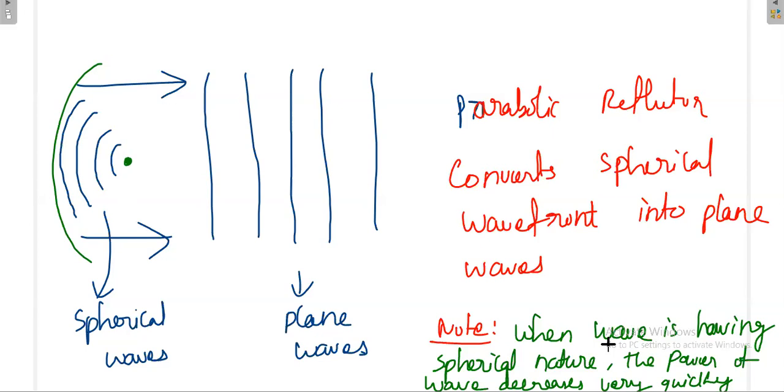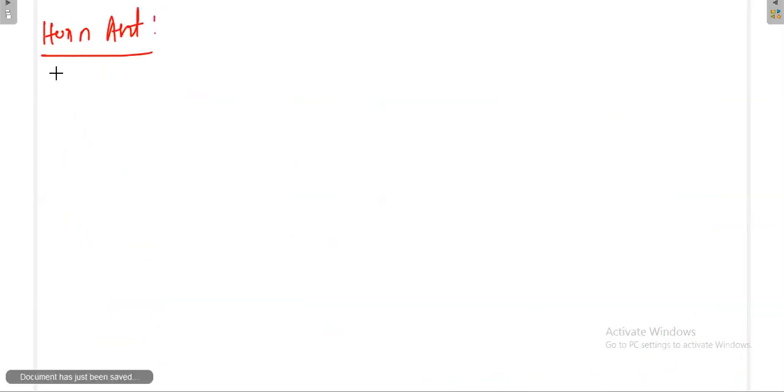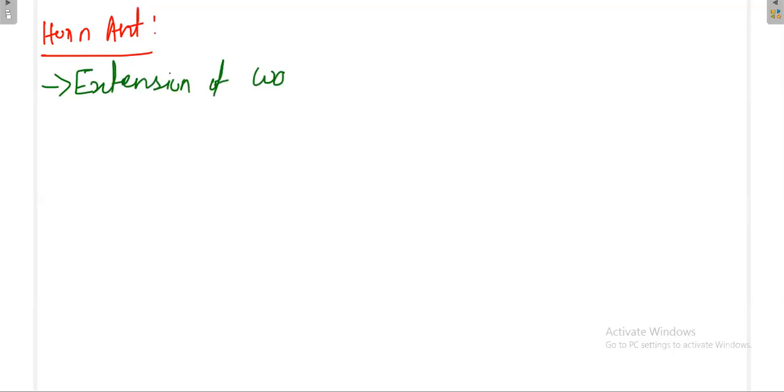Okay, next one is the horn antenna. Then what is a horn antenna? The extension of the waveguide is called a horn antenna. They used to ask questions like this: how to design a horn antenna? Simply, if you extend the waveguide, that is a horn antenna. The extension of waveguide is horn antenna.